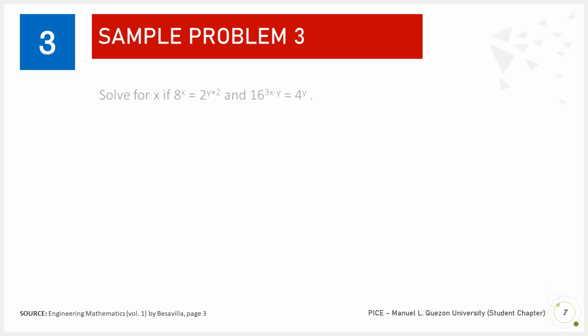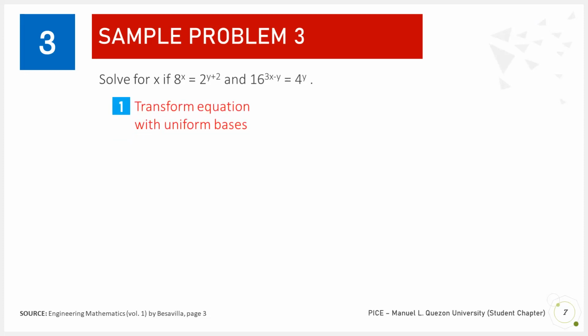For sample problem number 3, we are tasked to solve for the value of x. If 8 raised to x is equal to 2 raised to the quantity y plus 2 and 16 raised to the quantity 3x minus y is equal to 4 raised to y. So ang una natin gagawin is we transform equations with uniform bases. So we identify equation 1 as 8 raised to x is equal to 2 raised to the quantity y plus 2. And then we identify equation 2 as 4 raised to y is equal to 16 raised to the quantity 3x minus y. So paano ba natin siya ita-transform?